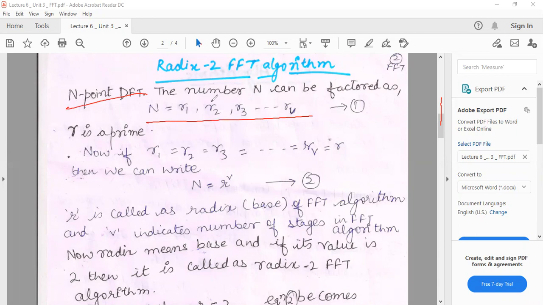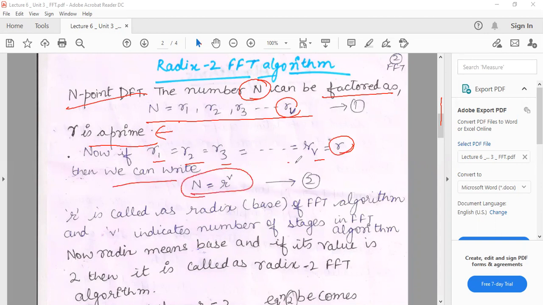Now, if we have an N-point DFT, we can factorize this N into, let us say, R1, R2, R3, up to RV, where R is a prime number. So if R1 is equal to R2 is equal to R3 is equal to RV is equal to R, we can write N is equal to R raised to the power V. This R is known as the radix, meaning base of the FFT algorithm, and V indicates the number of stages in the FFT algorithm.